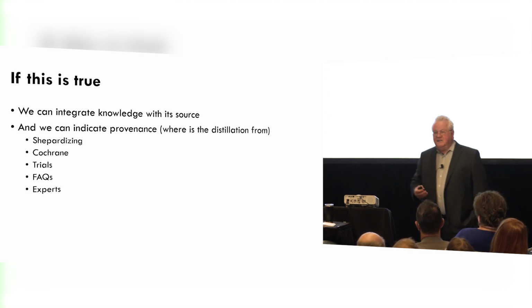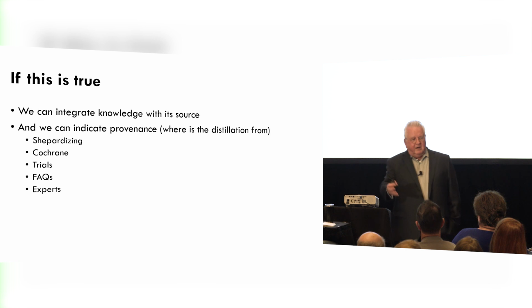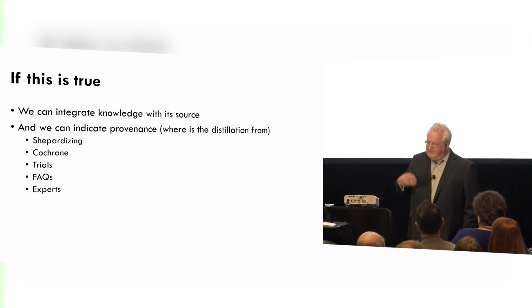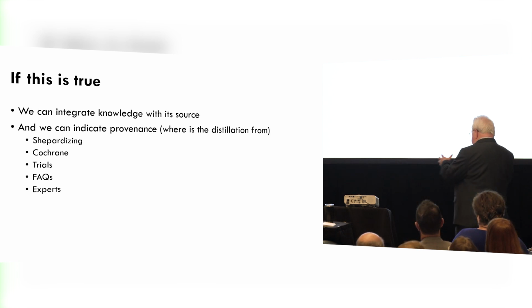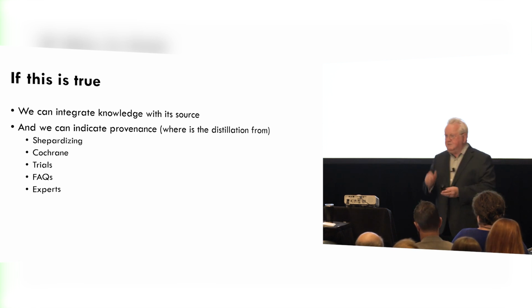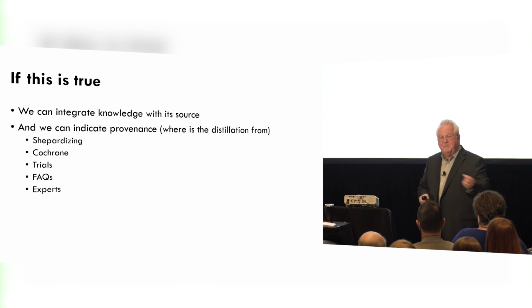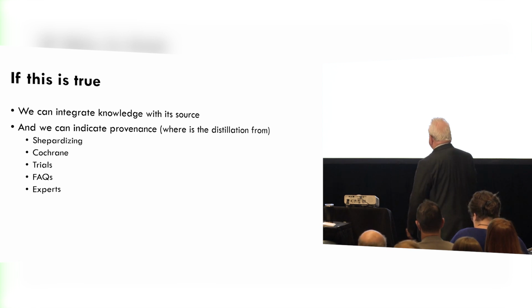In different domains, in law, it's called shepherdizing, to figure out which case is precedent for which other case. In medicine, they have something called Cochrane, where their evidence and clinical trials are just that. It's getting a whole lot of data and coming down to a little bit of knowledge, and then you want to remember where that knowledge came from.